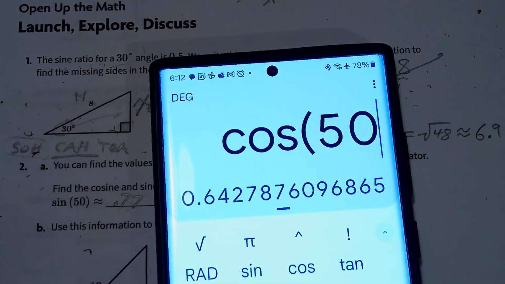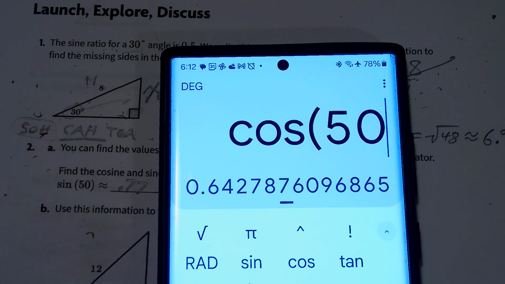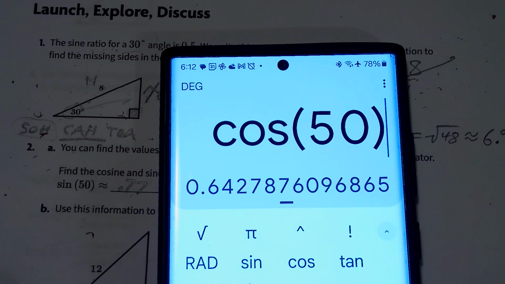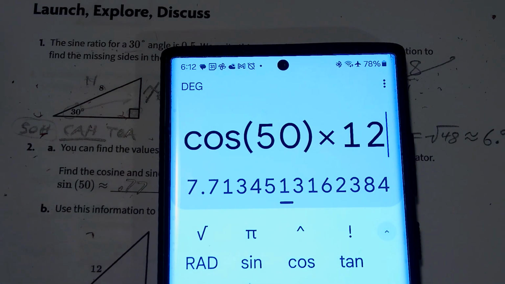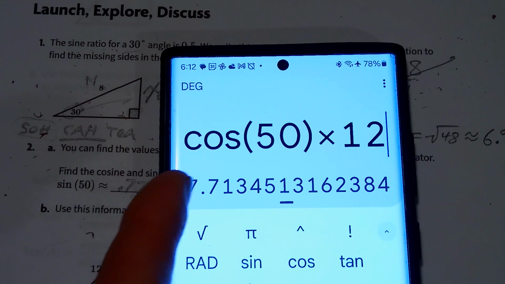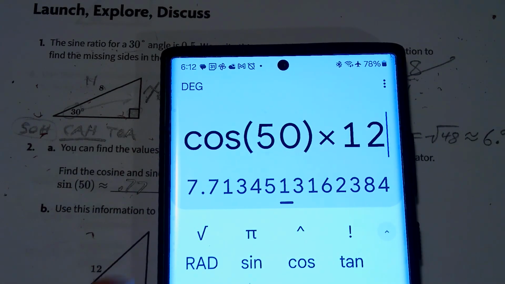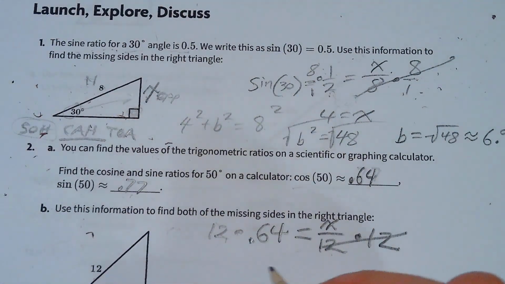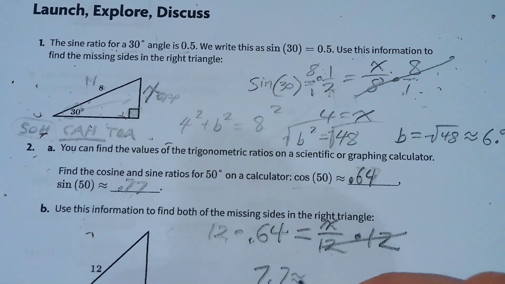Now, even though we have the approximation, here it's exactly right. So if I just hit times, oops, that's not good. Backspace. If I just hit times 12, it'll give me a more exact answer that I can round to 7.7. That makes me happy. Still approximate.